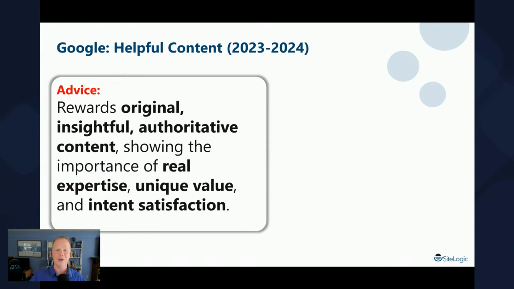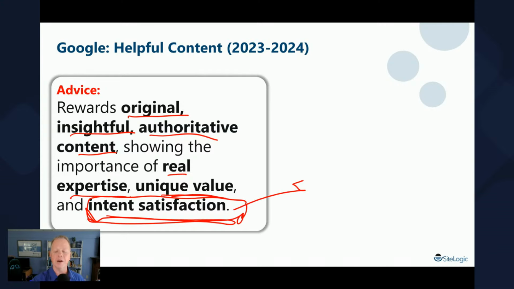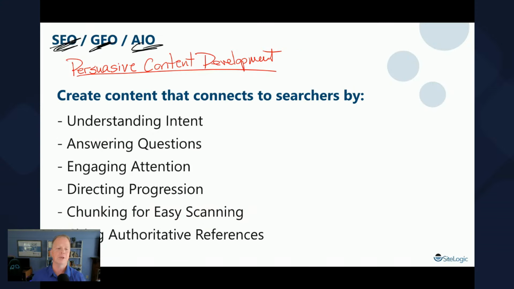And this is what we've dealt with just in the past couple of years with the helpful content update. What are we learning from the helpful content update? Original, insightful, authoritative content, real expertise, unique value, and intent satisfaction. Now that right there means a whole lot. Intent satisfaction means I got my answer and more. How do you give more than just the answer? How do you give them the answer to what they're searching for and give them that satisfaction? Well, here's a couple of things.